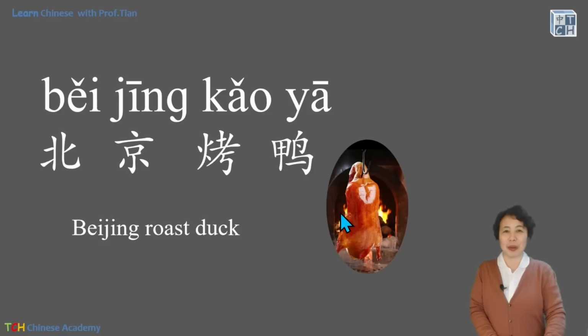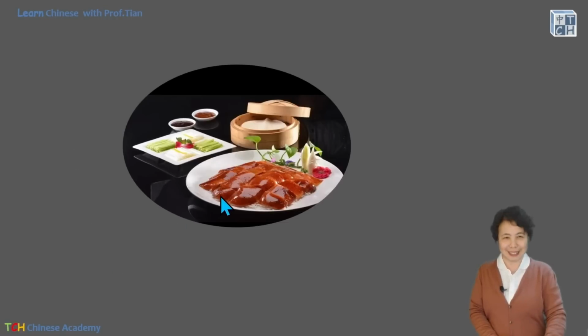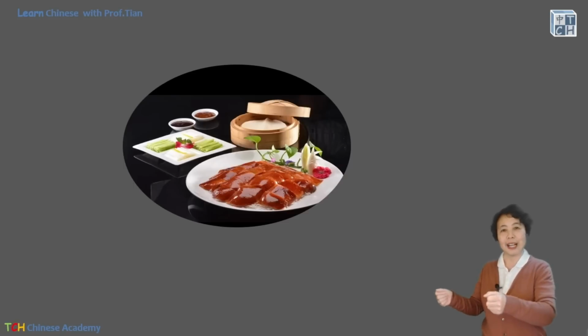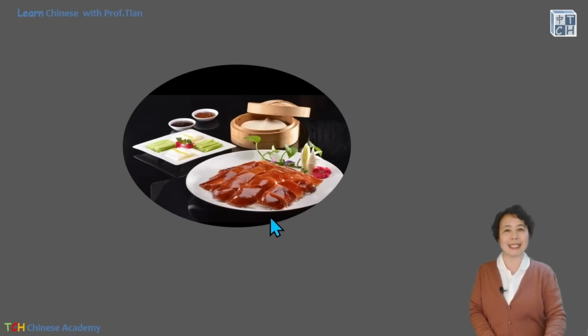So actually, when this 烤鸭 is served on the table, it is not the whole duck. It is like this. So the duck is sliced. When the duck is ready, the chef will put it on a cart and then put the cart to your table and then slice the duck in front of you and then place the sliced duck meat on the plate. So it's like this.